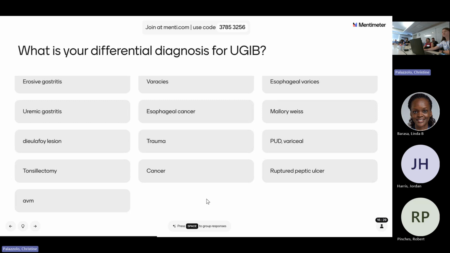AVM, nice. What risk factors does this guy have for AVMs? ESRD. Do you guys know another risk factor to have AVMs? Okay, great. What's that called? Very good. All right. Nice. Okay, so we can go out of that now.